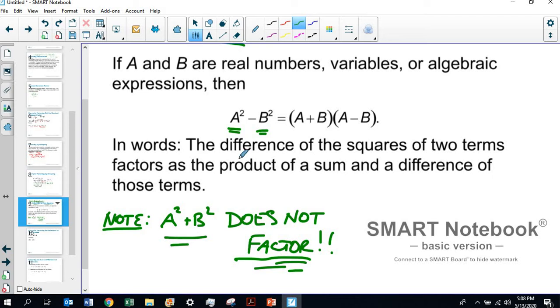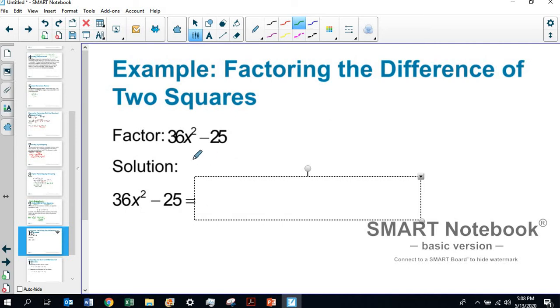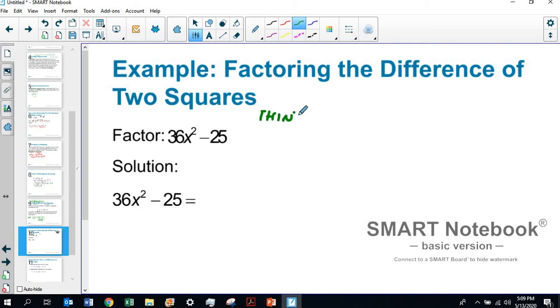So x squared minus a squared minus b squared factors; a squared plus b squared does not factor in general. There's no formula for that, okay? So when you look at something like 36x squared minus 25, what you need to be thinking is a squared minus b squared. So what's squared to give you 36x squared?